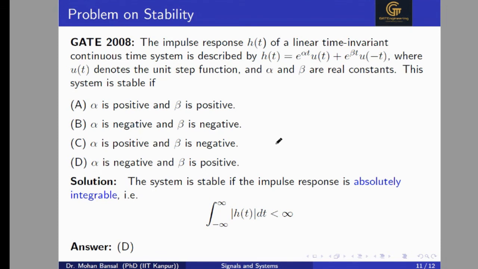So today in this session we discussed 4 problems: 2 on the LTI system, linear time invariant system, 1 on the causal non-causal system, and 1 on the stable system. All these questions were asked in previous year GATE exams. We will solve some more problems from previous year GATE questions in different topics of signals and systems.